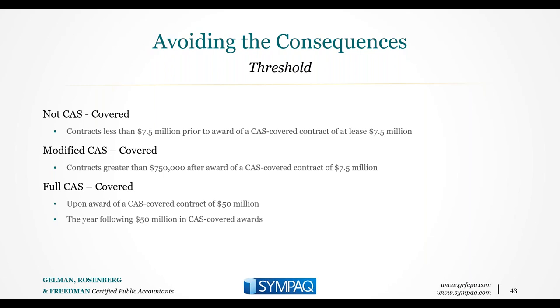So after the award of that $7.5 million trigger contract, then contracts that are negotiated contracts based on cost in excess of $750,000 are subject to CAS. And they'll be subject to modified CAS, contracts greater than $750,000 after award of the trigger contract. Or full CAS upon the award of a CAS-covered contract of at least $50 million, or in the year following $50 million in CAS covered awards.